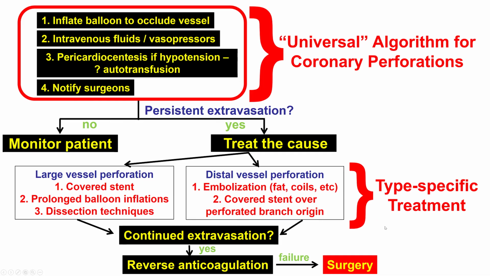What to do if a perforation happens? This is discussed separately in another video, but the first step is to inflate a balloon to occlude the perforated vessel. These are most commonly large vessel perforations, which usually require placement of a covered stent for sealing. Balloon alone is unlikely to lead to sealing, but a covered stent is commonly needed.